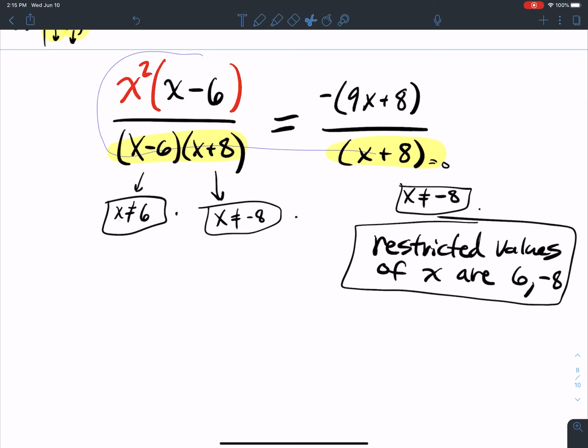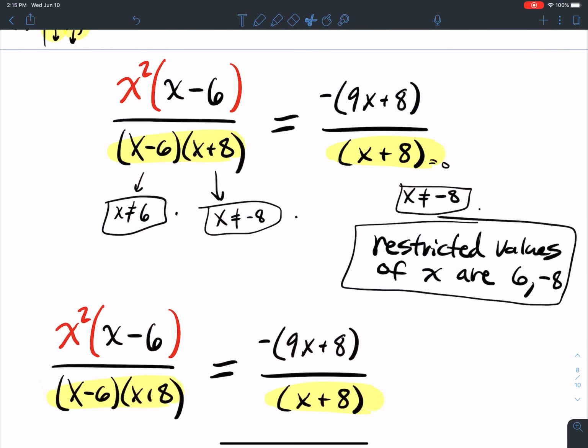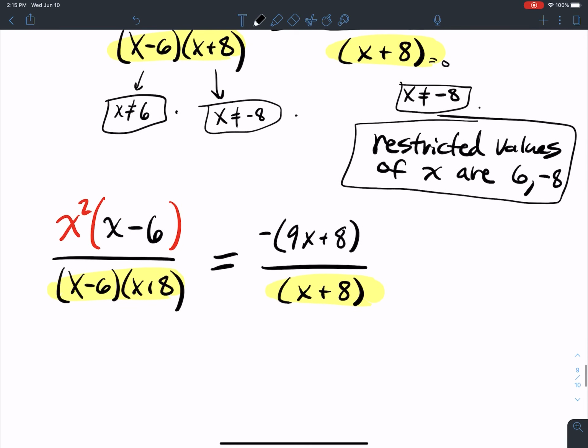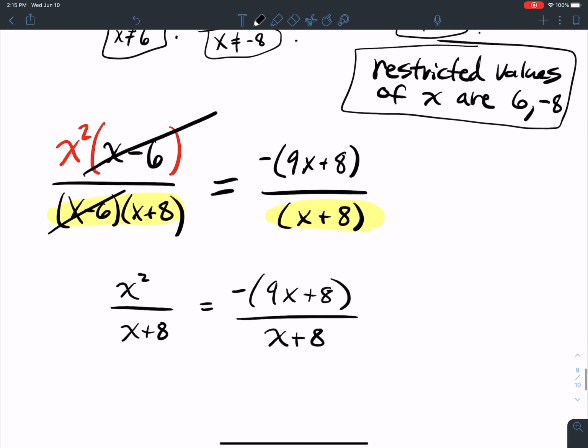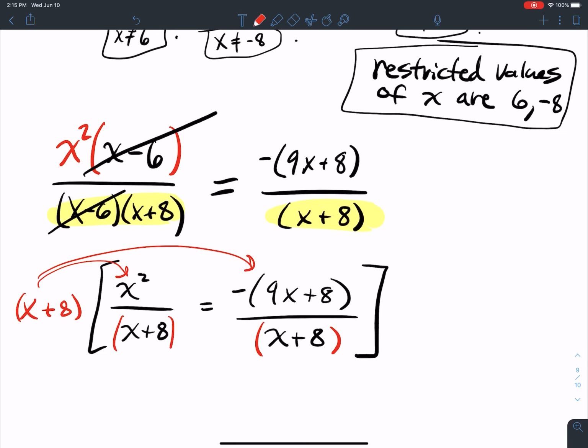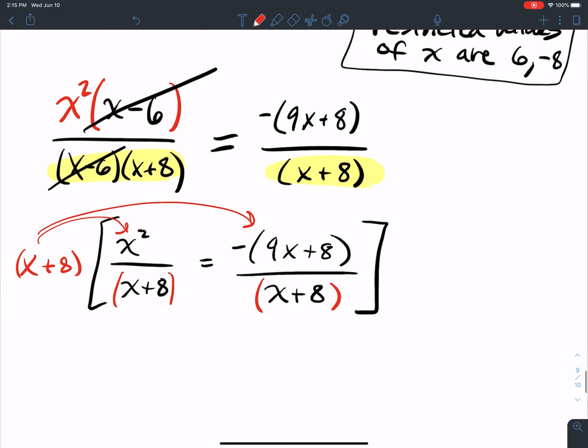Let's see if we can simplify. Is there anything that cancels? The x minus 6 and the x minus 6 cancel. So I have x squared over x plus 8 equals negative 9x minus 8 over x plus 8. Now, how do I get rid of the denominator? I'm going to multiply through by the least common denominator. Looks like that happens to be the same thing. So multiply through by x plus 8. And so what happens? The x plus 8's cancel, right?